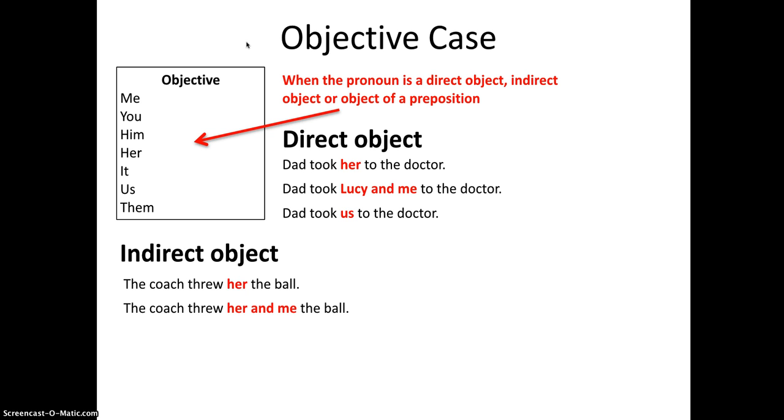Now when we have a compound object, and if that compound object uses pronouns, again, they have to be in the objective case. "The coach threw her and me the ball." It might sound awkward, but it's correct. And another way around it is to just say, "The coach threw us the ball."